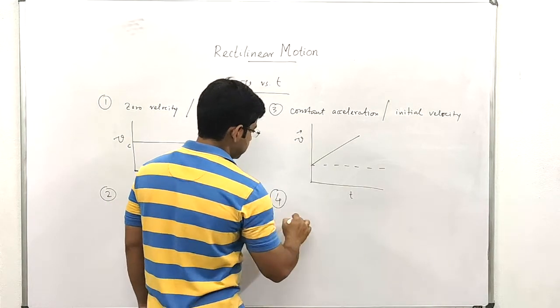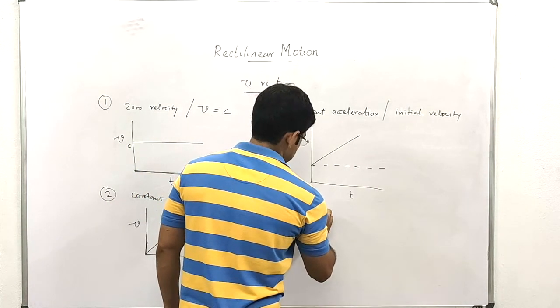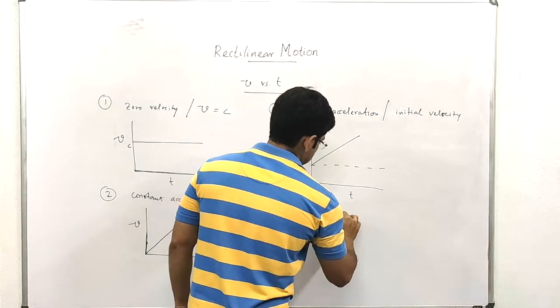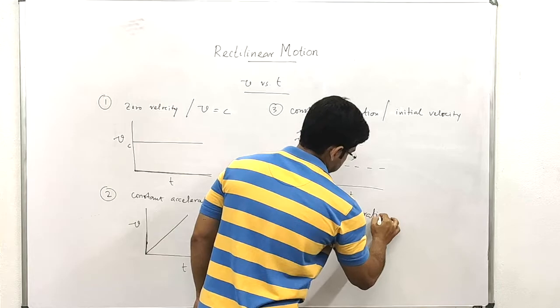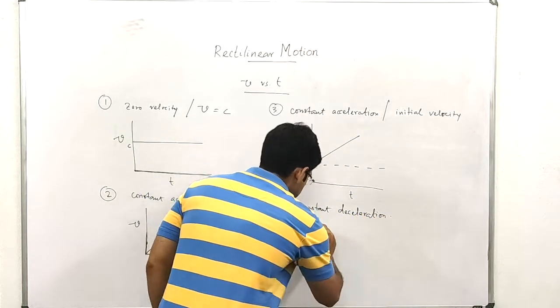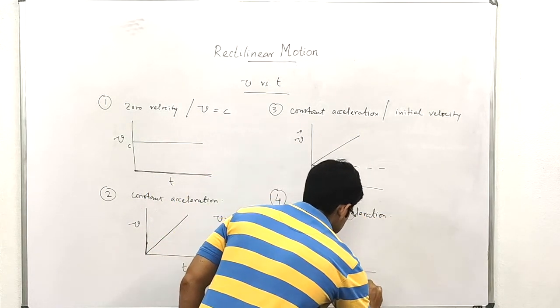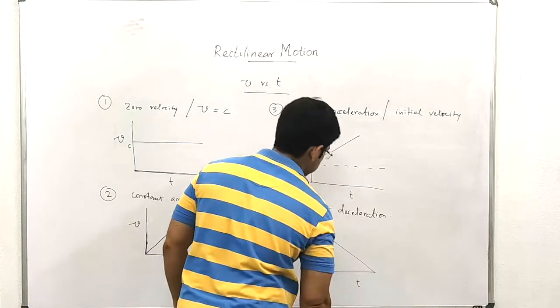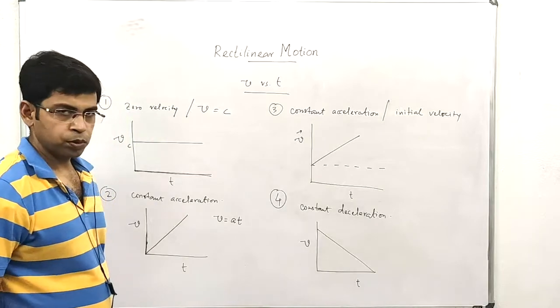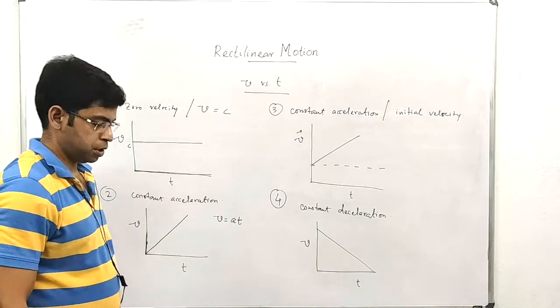The fourth case is constant deceleration. Here the v versus t curve will be again a straight line but of negative slope. The slope of the curve will again give the magnitude of the deceleration.